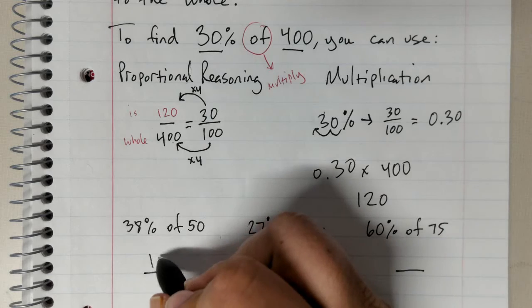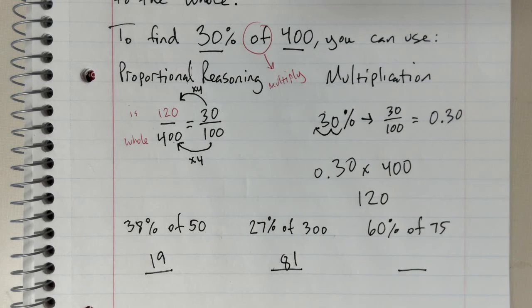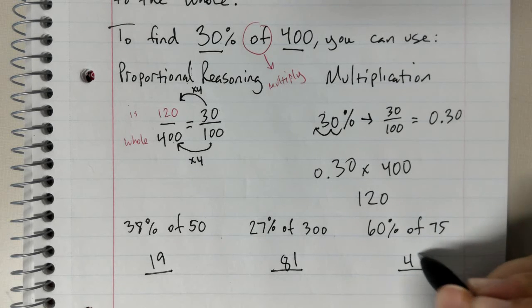For this one, you should have gotten 19. This one should be 81. This one should have been 45.